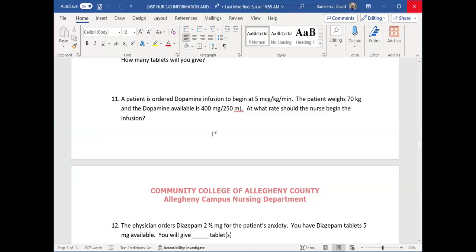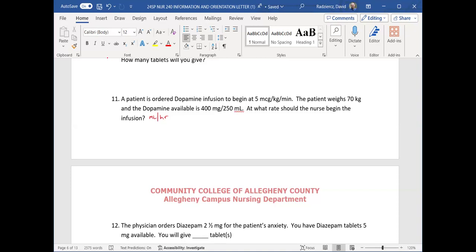So this question asks, at what rate should the nurse begin the infusion? Now you might be sitting there wondering, what am I looking for here? Am I looking for drops per minute? Micrograms per minute? Or milliliters per hour? If you know nothing else, when they mention an infusion, your default should be milliliters per hour. However you want to dice it, you're looking for milliliters per hour because it tells you you're looking for an infusion. That would be my default.